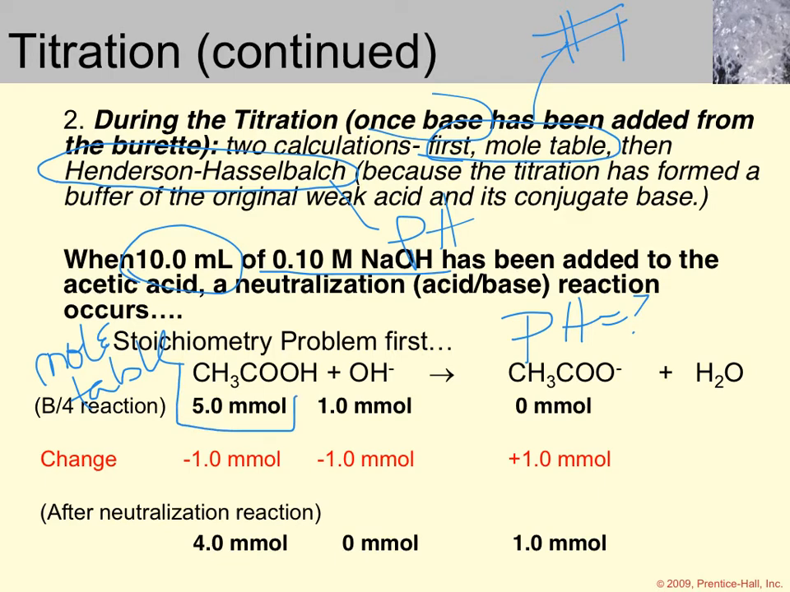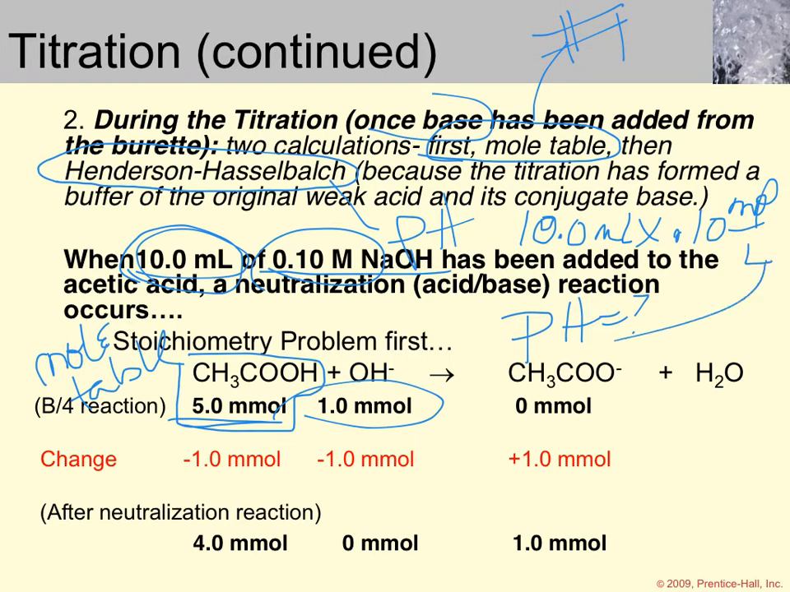It told us, or we found, that we had 5 millimoles of acetic acid. We have added 1 millimole of hydroxide. How do I know that? Because 10 milliliters of hydroxide times its concentration, 0.10 mole per liter, tells me that I've added 1 millimole of hydroxide. All of that's going to react, which leaves us with 4 millimoles of the original acetic acid.